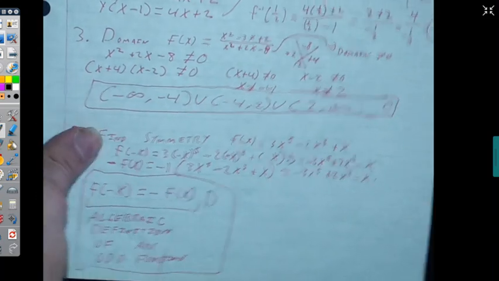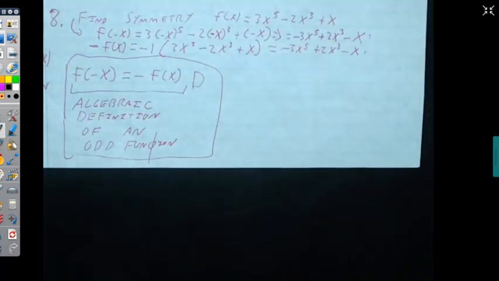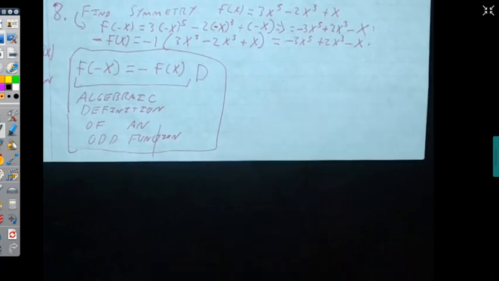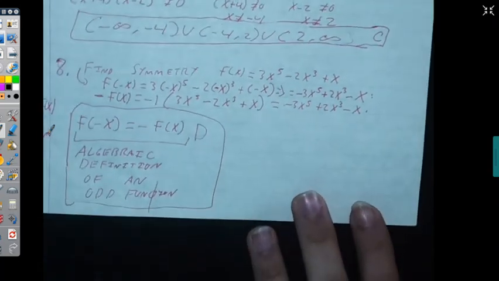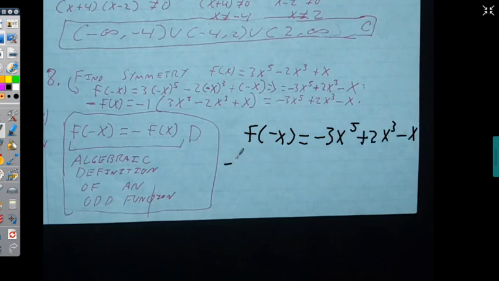Alright, so with problem 8, we need to find the symmetry, which means find out whether the function is even or odd when you have f of x is equal to 3x to the 5th minus 2x cubed plus x, okay? And so, you can, here on the video, or you can watch on the screen right now, you can see my work to find f of negative x, find negative f of x. See that f of negative x is equal to negative 3x to the 5th plus 2x cubed minus x, and negative 1 times f of x is also equal to negative 3x to the 5th plus 2x cubed minus x.